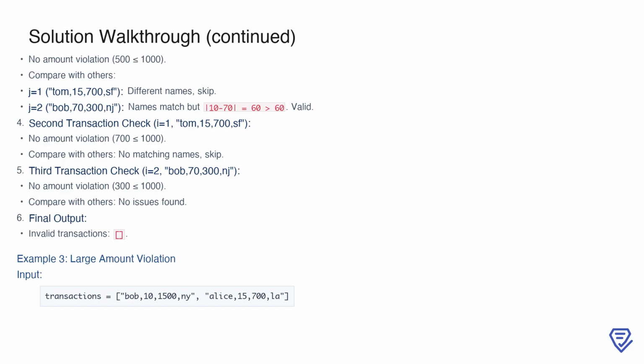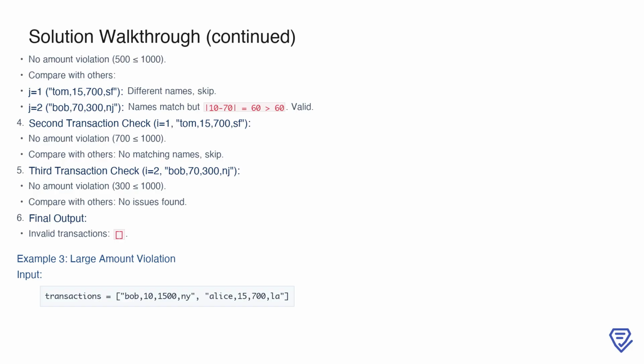Lastly, for Bob 7300 New Jersey, the amount is also within the limit, and no issues are found during comparisons. As a result, the invalid set remains empty, and the final output for this example is an empty list, indicating no invalid transactions were detected.